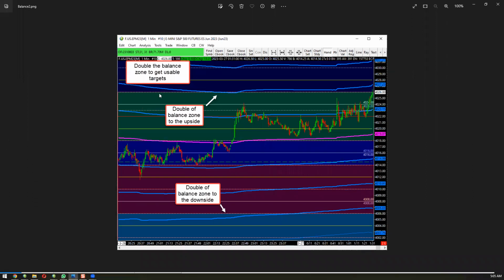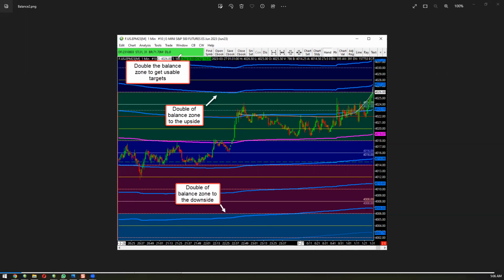Then what we're going to do is we are going to double the balance range. Okay, this is step 2. So you got a balance range, right? Double it to the top, double it to the bottom. Now you'll get your upside targets and your downside targets. So when you break out of this balance, the target is the double of the balance zone. And you can see here, it worked quite nicely. It took a little time, but eventually it went right to that target and above.